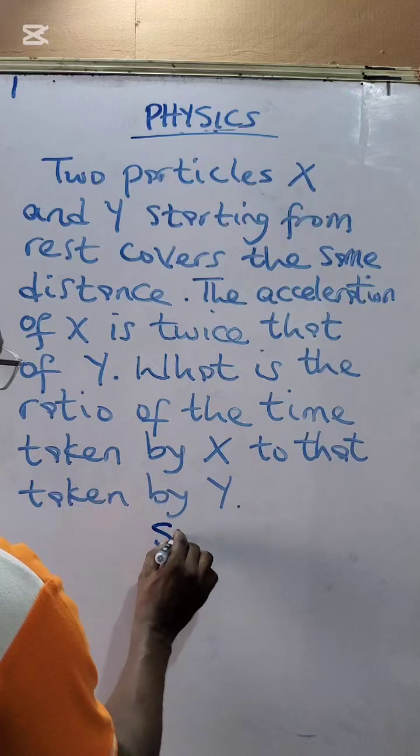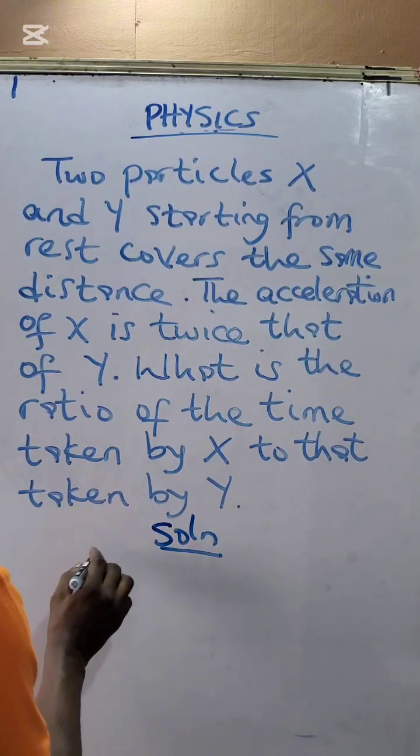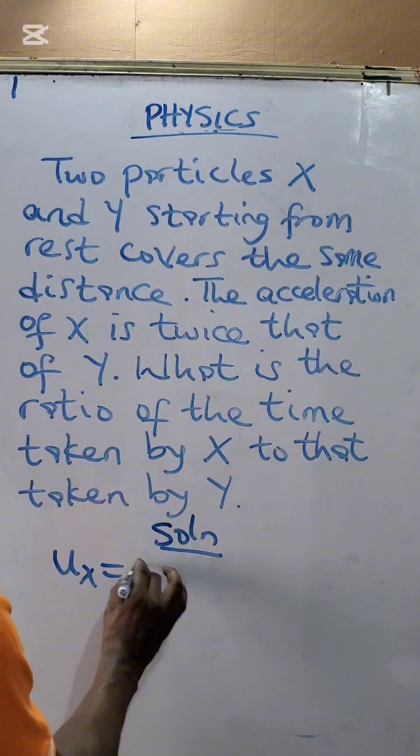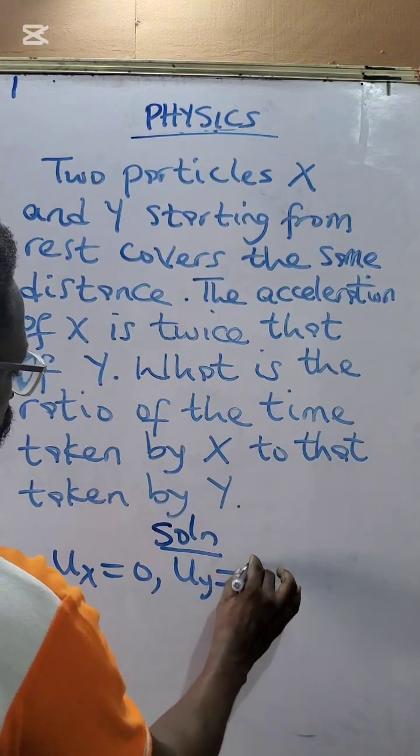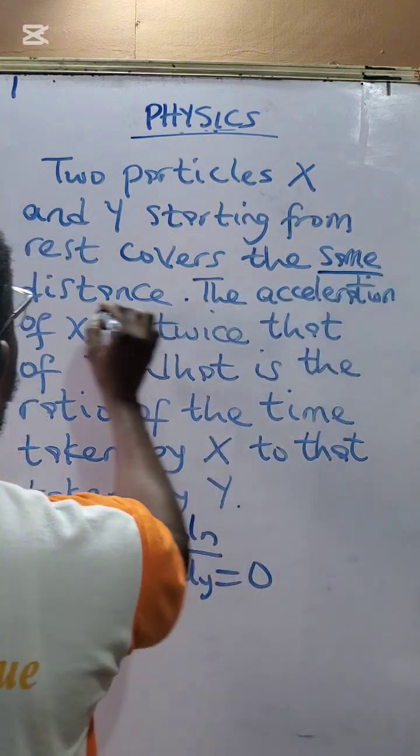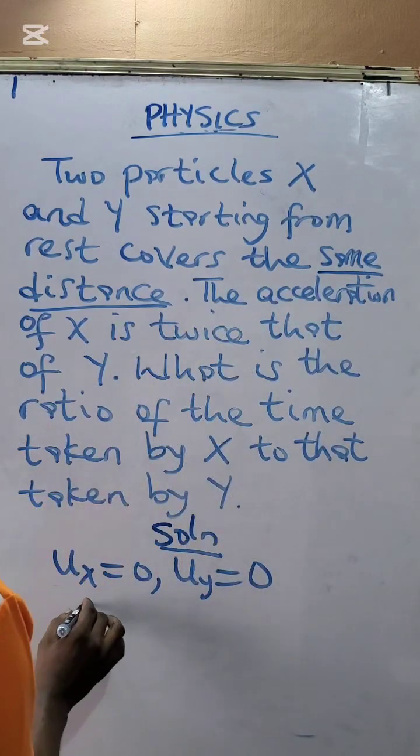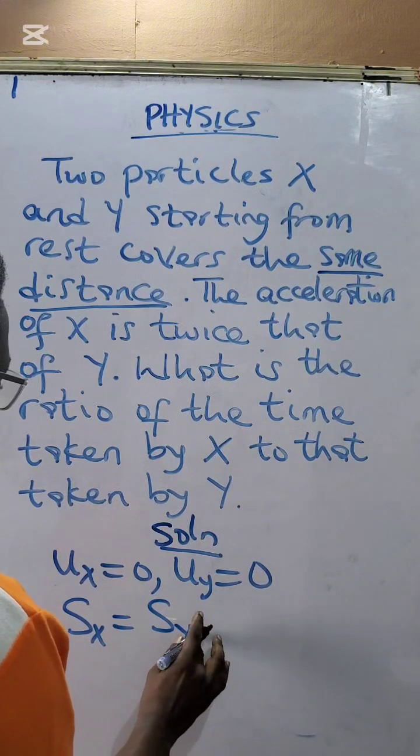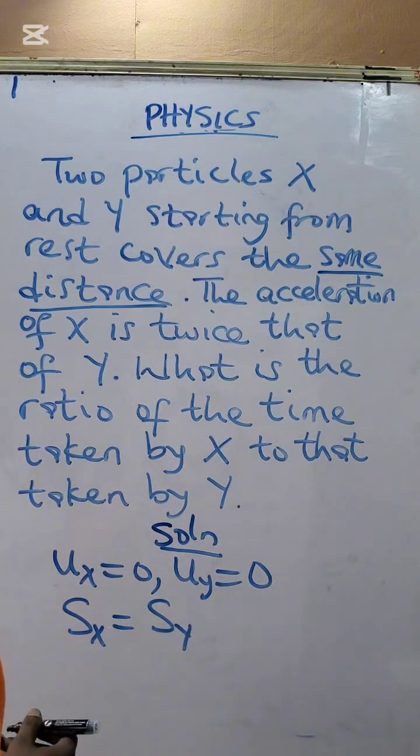So that means the initial velocity of X is 0. The initial velocity of Y is also 0. Because they are starting from rest, they cover the same distance. That means the distance covered by X is equal to the distance covered by Y.